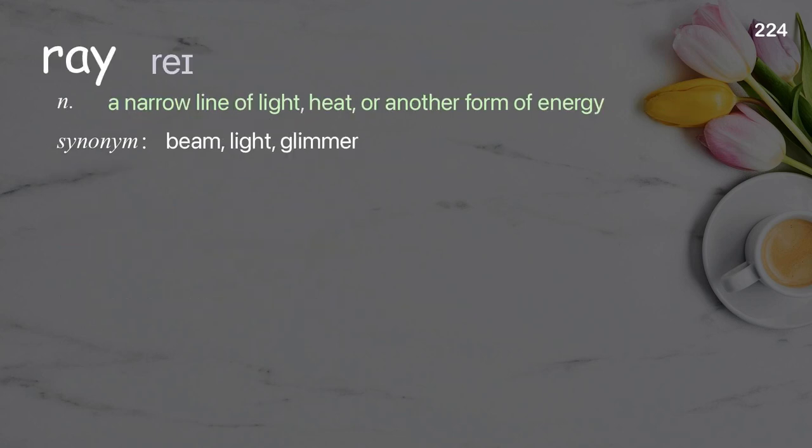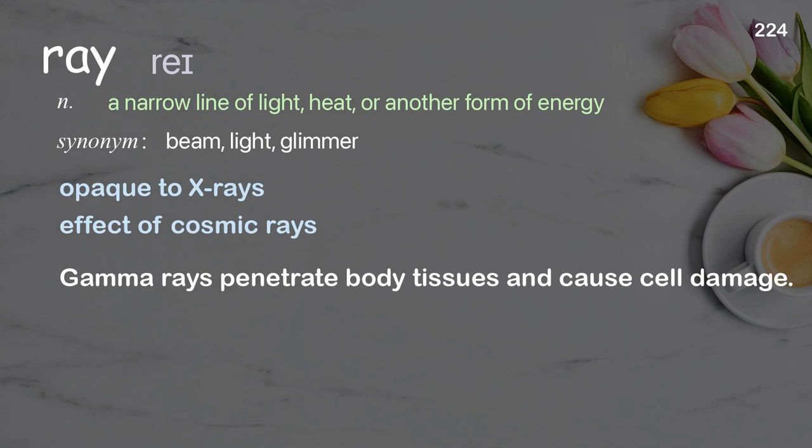Ray. A narrow line of light, heat, or another form of energy. Examples. Opaque to X-rays. Effect of cosmic rays. Gamma rays penetrate body tissues and cause cell damage.